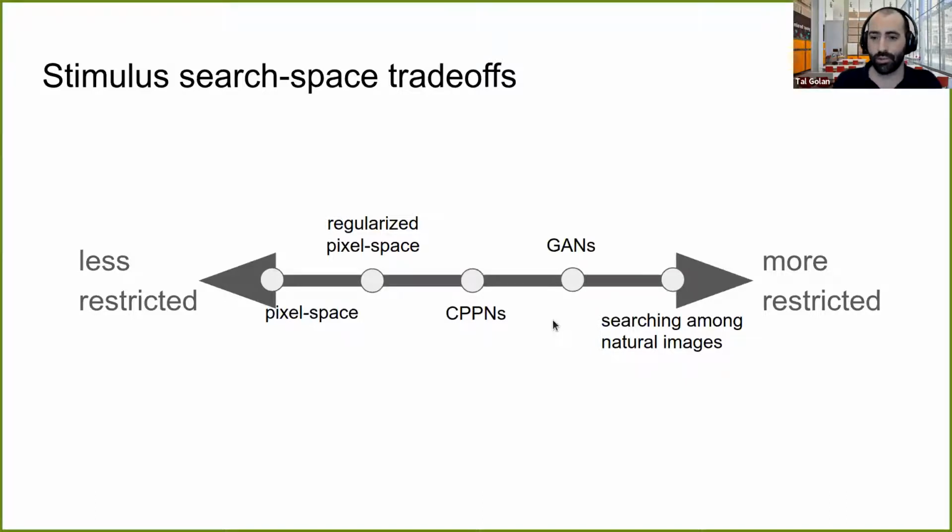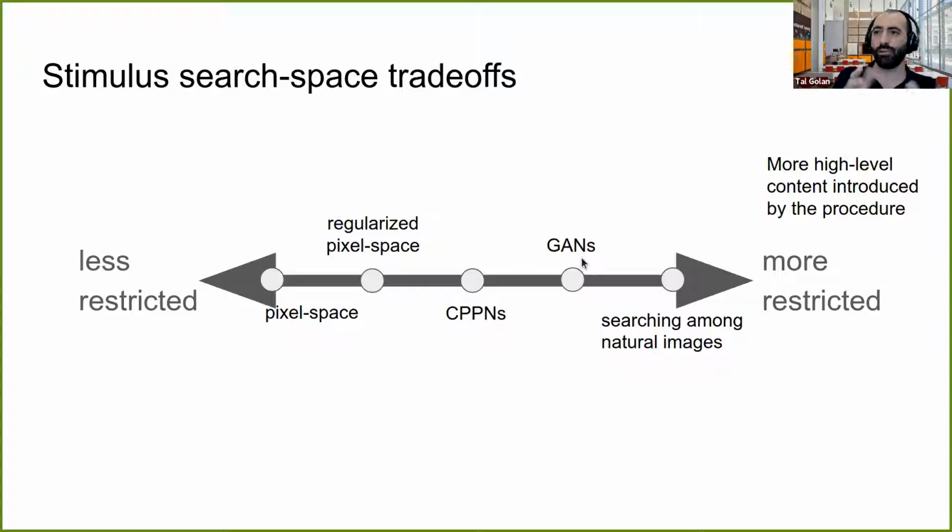And there are different trade-offs to our choices here. When we use more restricted stimulus search space choices, we introduce more high-level content by our procedure, and this adds some complexity. For example, if we use GANs, they have their own biases about the manifold of images that they model. So now this interacts with our test models.